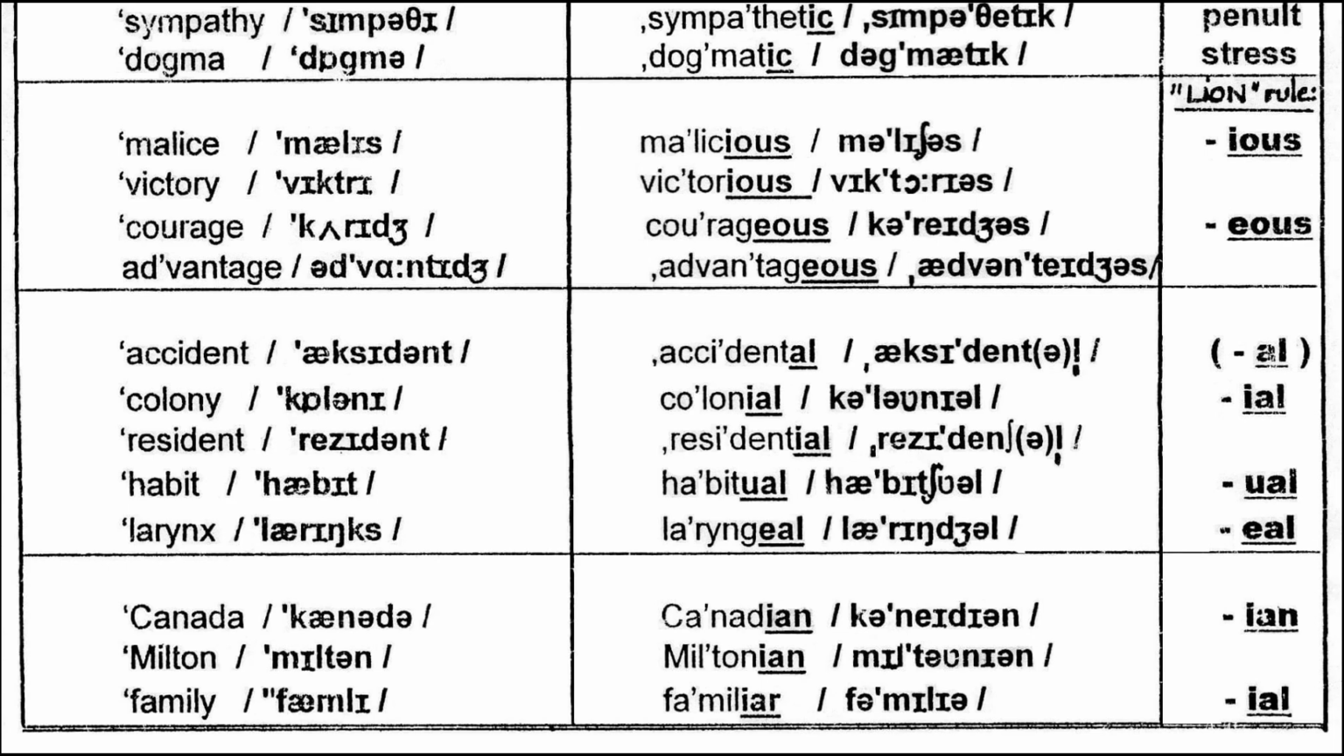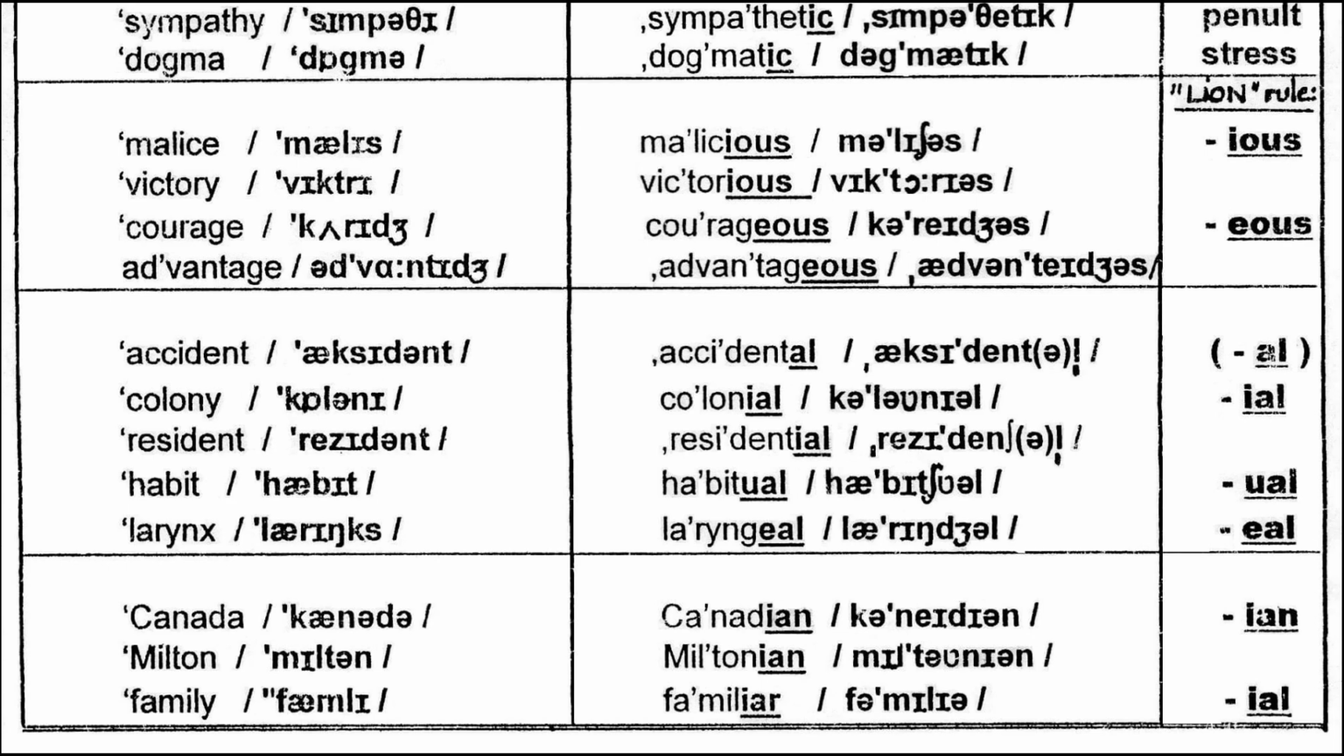It becomes accidental. So what happened? Stress shift and change from dent, which is a schwa, to dent, which is a strong vowel, a full and reduced vowel.